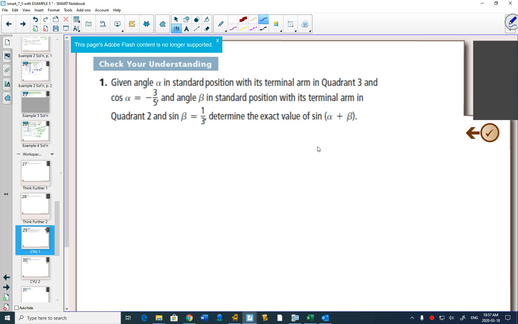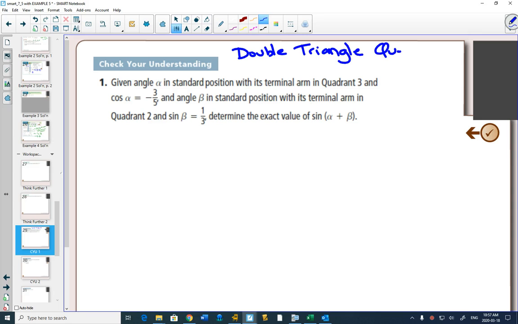Okay, so this question number 1, I give it a special name. I call this a double triangle question because you have to draw 2 triangles. Now these questions that I give special names to, I do that because if you have a special name connected to it and you recognize it right away, it just makes it super easy to solve.